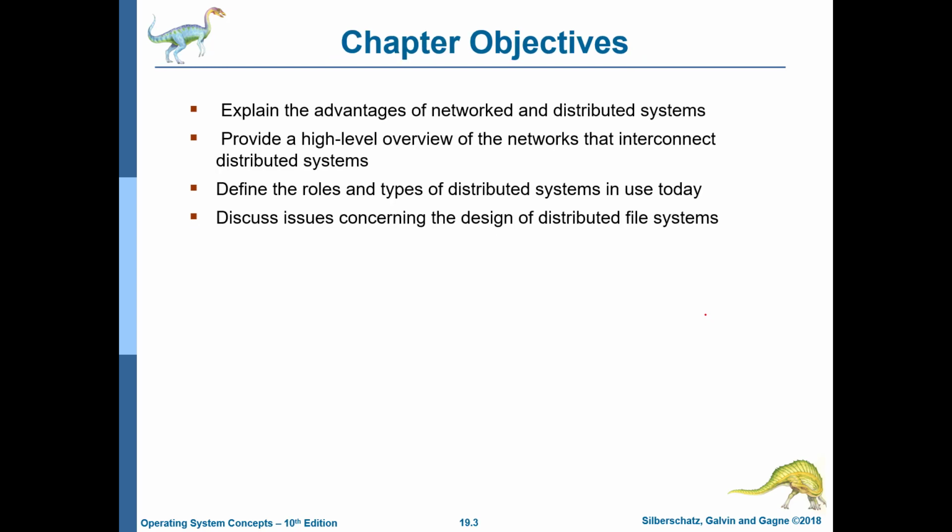So what are our objectives here? Our objectives are to explain the advantages of networked and distributed systems, provide a high-level overview of the networks that interconnect the distributed systems, discuss the roles, and also the primary issues that concern the design of distributed systems, and particularly how distributed file systems are different from regular file systems. So there has to be a difference. So we will primarily focus on the differences.